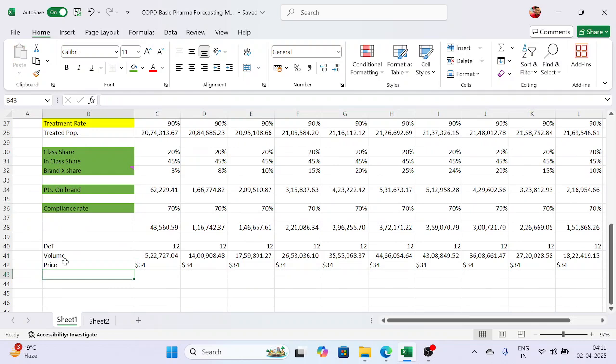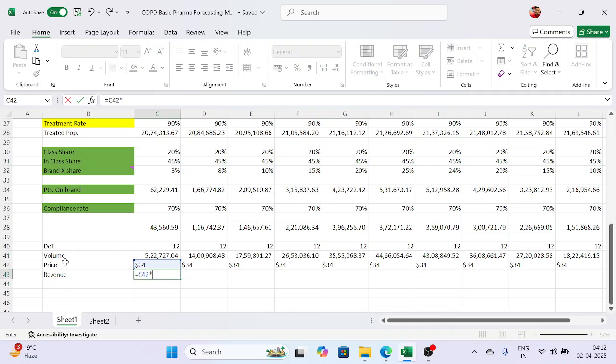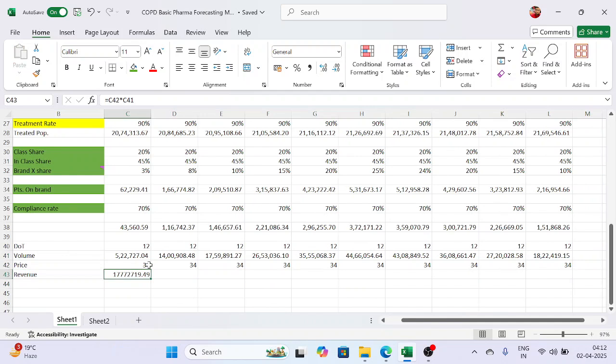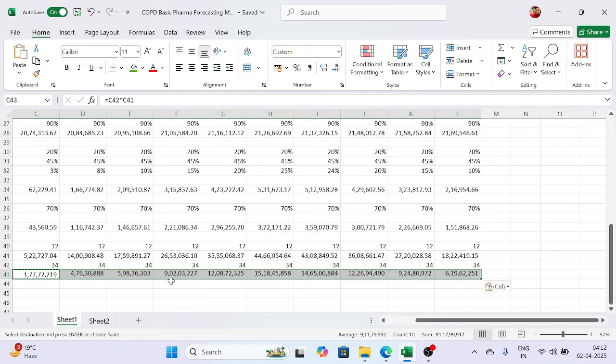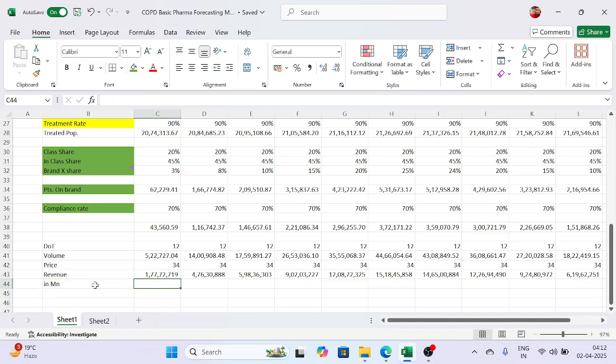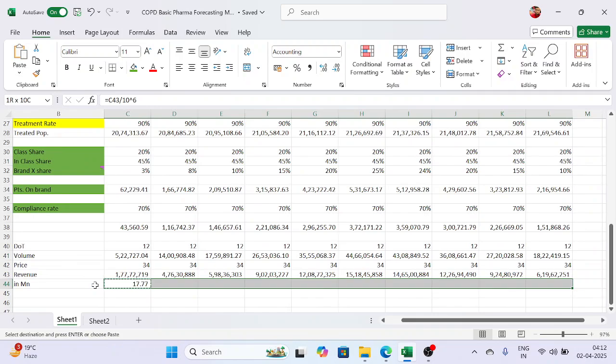So your total revenue is what? Price into volume, this into this. Okay, this is 34. So this is your revenue in million. It will be this number divided by 10 raised to power 6. So that is around 17 million.